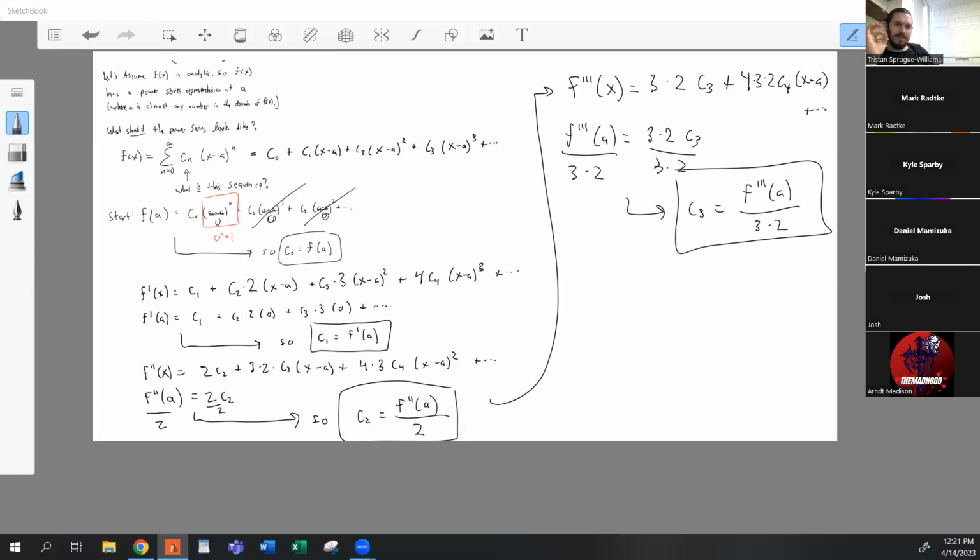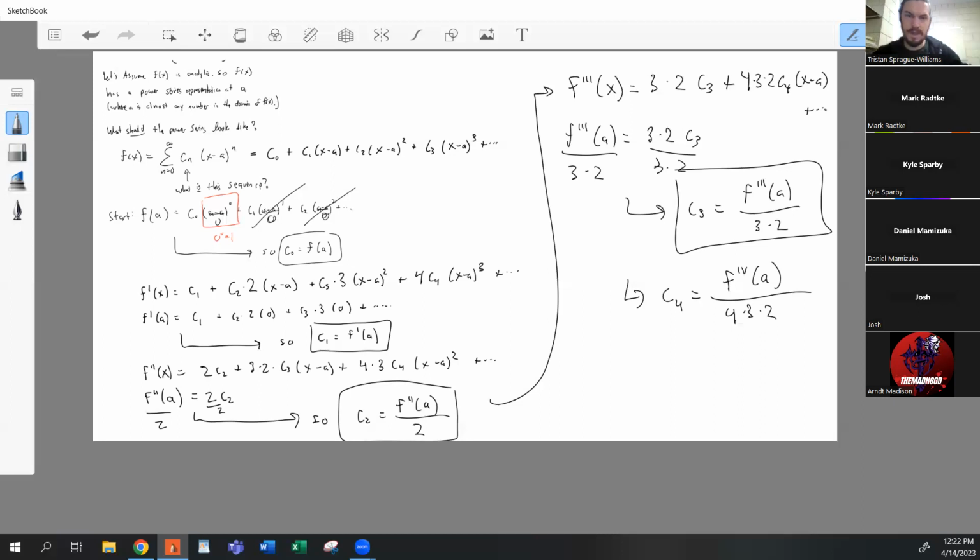Now let's look at the coefficients we found. Here we have C0 is f of a, C1 is f prime of a, C2 is f double prime of a over 2. C3 is the third derivative of f at a over 3 times 2. The next one, I will skip ahead here, would be the fourth derivative of f at a divided by 4 times 3 times 2. Looking at the chat, Hayden has suggested that the denominator appears to be n factorial.